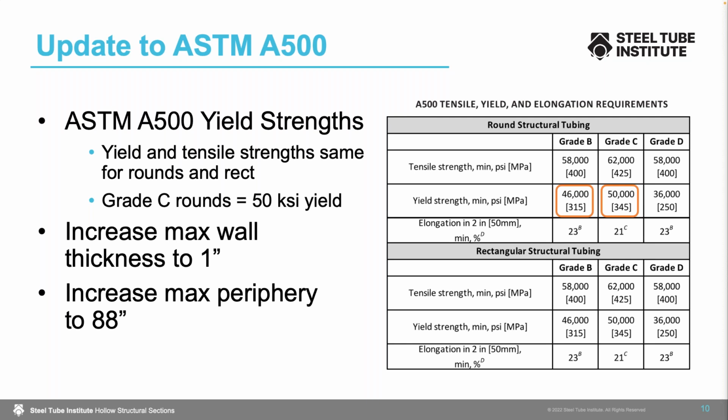Also, the maximum wall thickness increased from 7/8 inch to 1 inch thick, and the maximum periphery increased to 88 inches. So that means that we will see larger HSS shapes available domestically here in the US. You may have heard those referred to as jumbo HSS. So our largest square shape doesn't change at 22 by 22, but we can now specify up to 28 inches round, and rectangular shapes can increase up to 34 by 10.